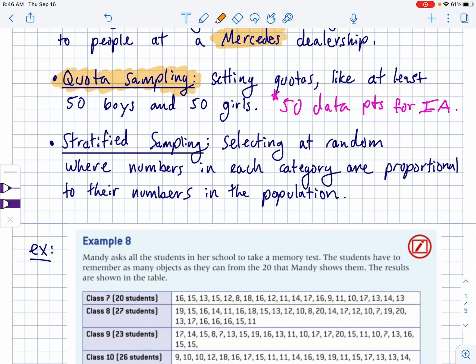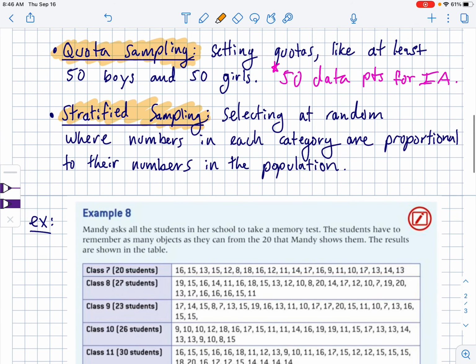The last one is stratified sampling. So we're actually going to do an example of this. I don't know if you guys have ever heard of stratified soil, or we have a stratus in our atmosphere, but it basically means that there are these layers. Selecting at random where numbers in each category are proportional to their numbers in the population. What that means is taking a certain ratio or percentage from each kind of group you're looking at.